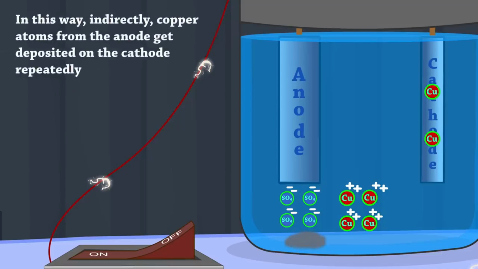So, in this way, indirectly copper atoms from the anode get deposited to the cathode repeatedly.